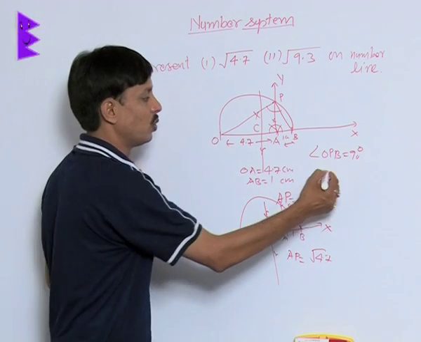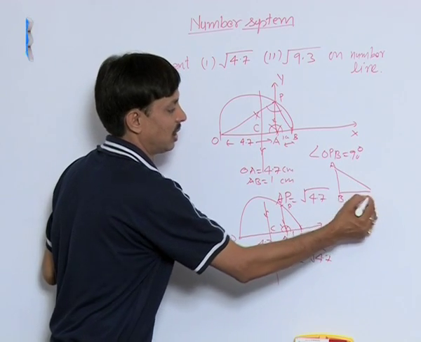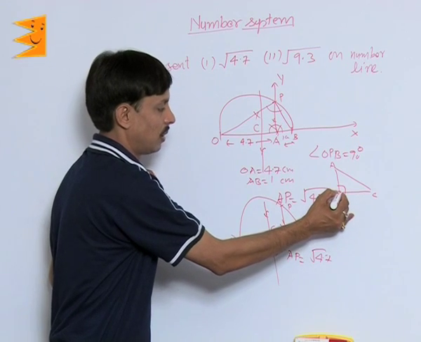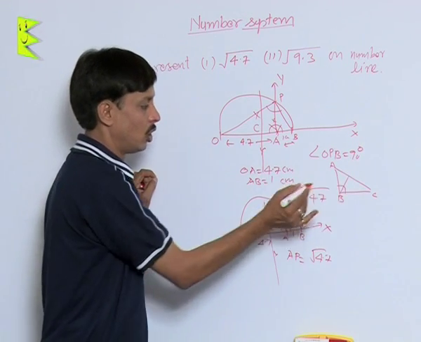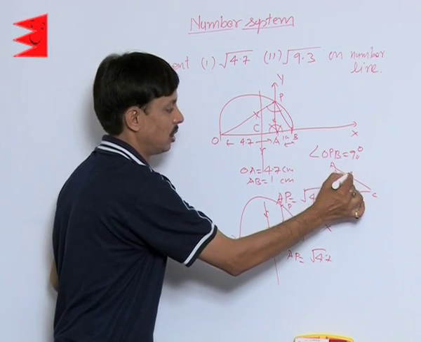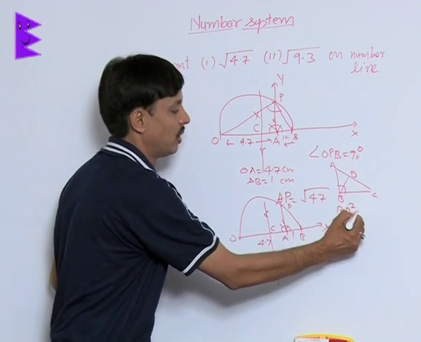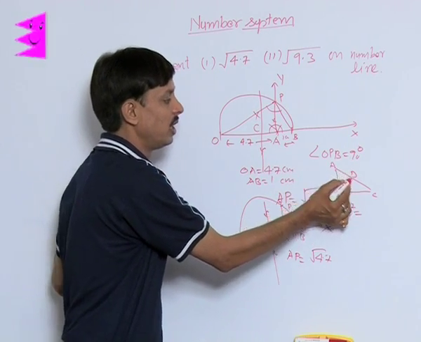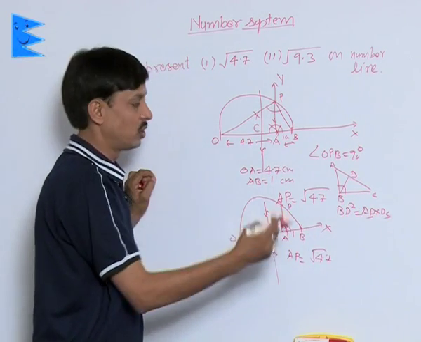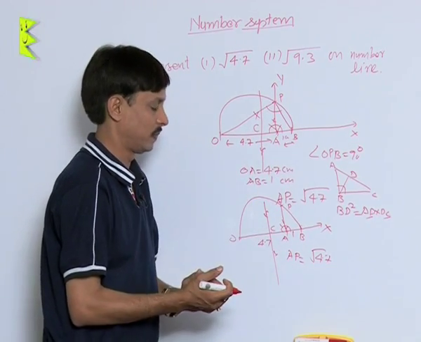Now I can tell you, using the similarity concept, remember there is a result in class 10th: if ABC is a right angle triangle and the perpendicular is drawn from the right angle vertex to the hypotenuse, suppose at D, then the square of the perpendicular, BD square, is equal to AD into DC, the product of the lengths into which the hypotenuse is divided by the perpendicular drawn from the vertex.